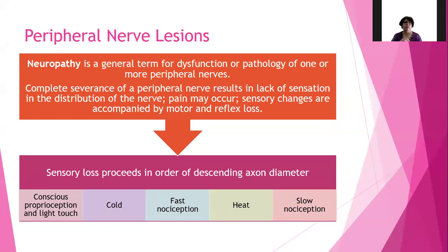Unfortunately, when you have neuropathy, you get some sensory loss, and the sensory loss proceeds in the order of descending axon diameter. So the first thing you lose is conscious proprioception and light touch. Then you lose cold sensation, then fast nociception, which is the A delta fibers, heat sensation, and the last thing you lose is slow nociception. So what a drag, right? You can have no sensation except pain. But it's the way it goes. Axon diameter. It's all about axon diameter.